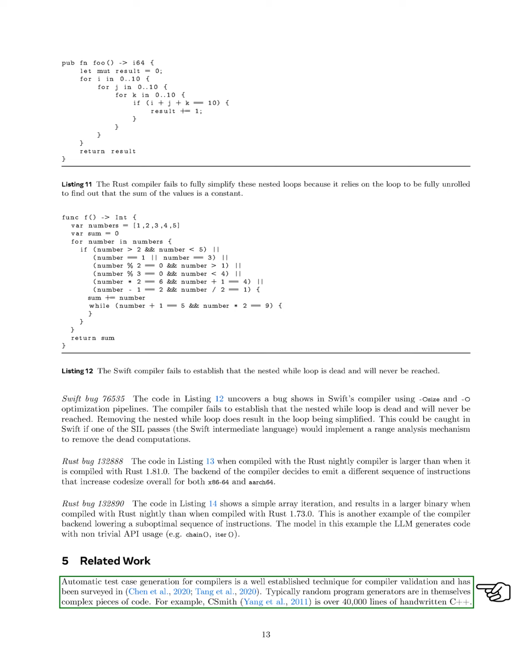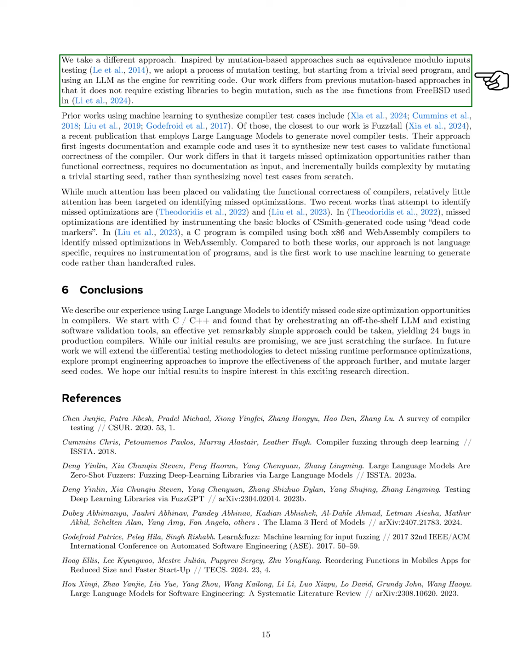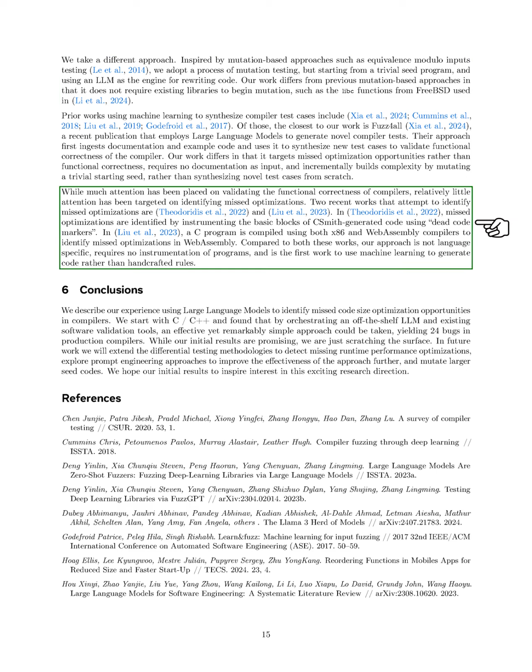In terms of related work, automatic test case generation for compilers is a well-established method for validation, often involving complex random program generators. Our approach differs by using mutation testing, starting from a simple seed program and employing an LLM to rewrite code. Unlike previous methods that rely on existing libraries for mutation, our work does not require such dependencies. While many studies focus on validating functional correctness, fewer have addressed missed optimization opportunities. Our method stands out as it is not language-specific, does not require program instrumentation, and is the first to use machine learning for code generation instead of relying on handcrafted rules.